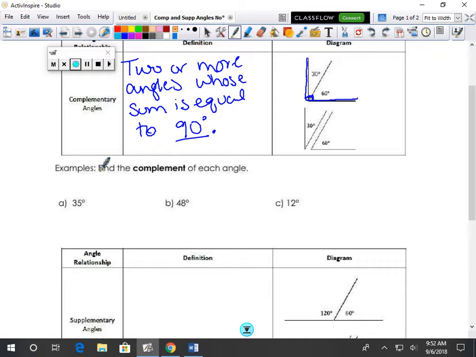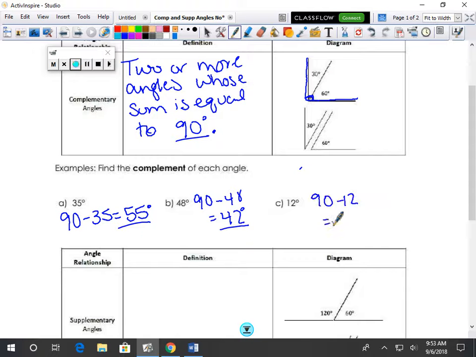Looking at some examples here, we want to find the complement for each angle. For A, if my angle is 35, the complement would be 90 minus 35, which gives me 55 degrees. I can do the same process for B and C. The complement of 48 would be 42, because 90 minus 48 gives me 42. And the complement of 12 would be 78. 90 minus 12 is 78 degrees.